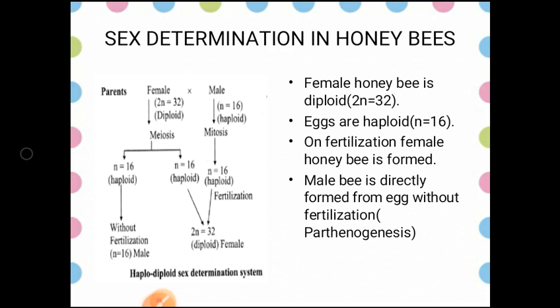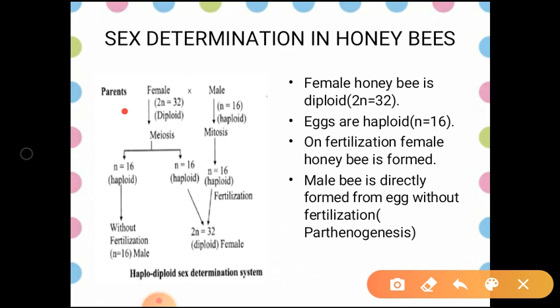An interesting phenomenon you can see in case of honeybees. Honeybees are exceptional cases, just like Drosophila. In honeybees, the diploid number, 2n, is 32. And gametes are always haploid, so n is equal to 16. So in case of female honeybee, they are diploid, 2n is 32 chromosomes. Male is haploid, n is equal to 16 chromosomes.